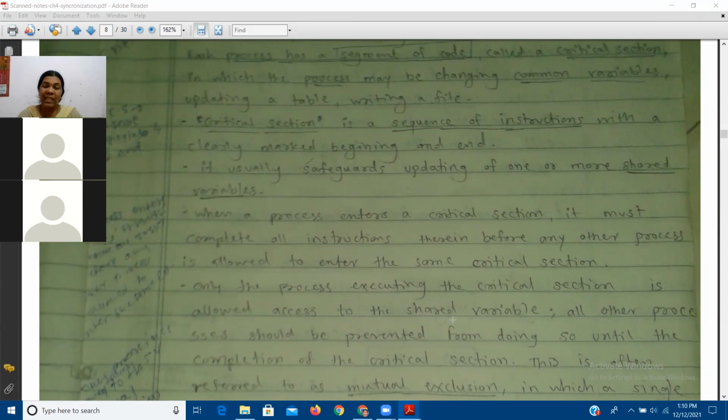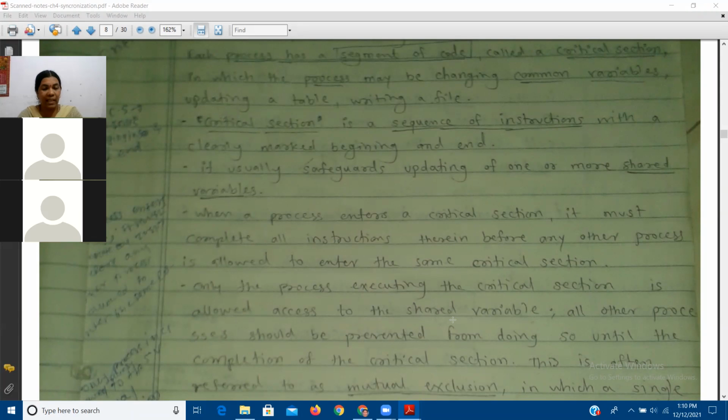When P1 is in its critical section, P2 is unable to enter its critical section. As I said, I'm using the words its critical section because each process has its own critical section. So when one is in the critical section, the other may not be able to enter its critical section, because that common resource is in lock of the first process.